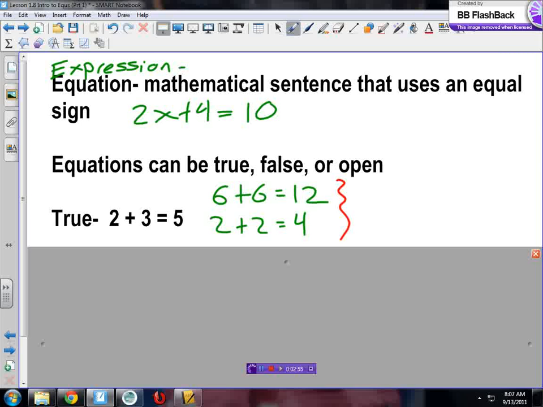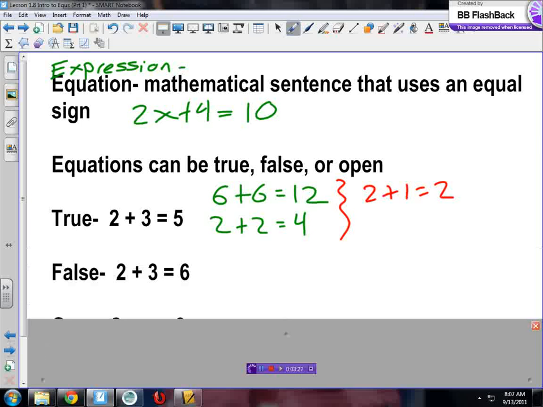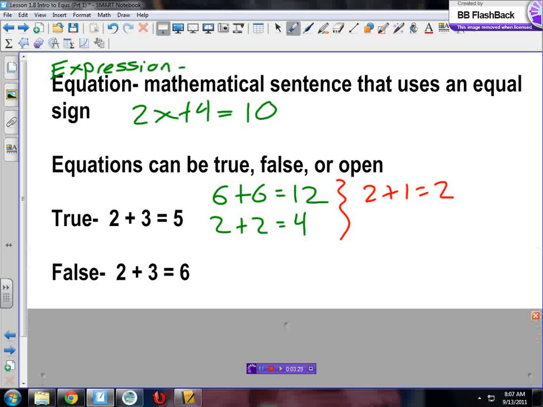Now, if those are trues, I'm going to have Zeus give me an example of a false one. I haven't told you what it is yet, but I want you to give me a guess. 2 plus 1 equals 2. Why is that one false? Yeah, it's not the right answer, right? It's done wrong. So when I'm grading your quizzes and tests, these are the ones that get the red X through them. So the false ones are false because the math's not done right.